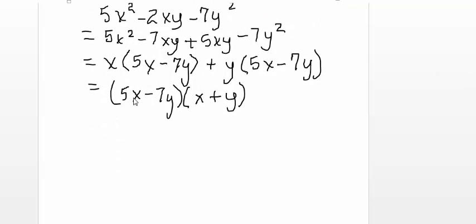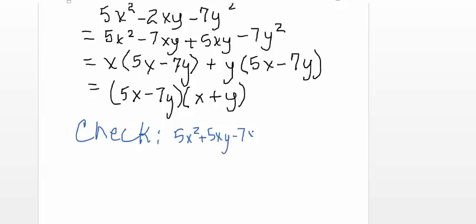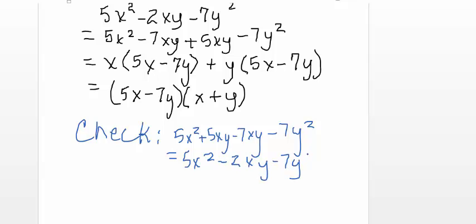And of course, you can always check this by multiplying through. So 5x times x is 5x squared. 5x times y is positive 5xy. Negative 7y times x is negative 7xy. Negative 7y times positive y is negative 7y squared. And so now I see that that does check out and give me my original polynomial.